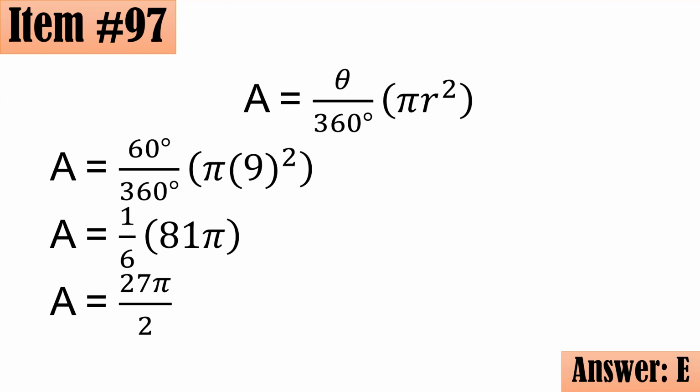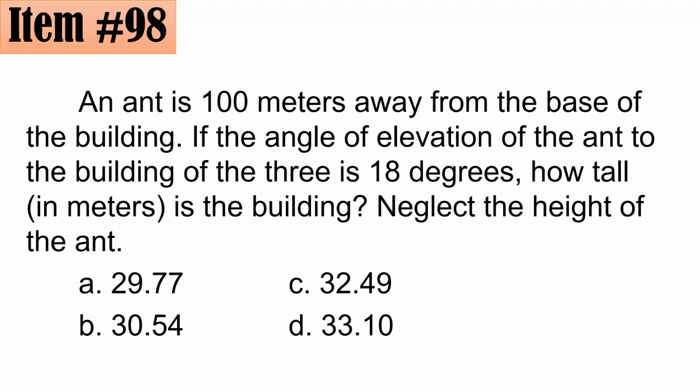All right. 98. I hope na nakuha. Okay? An ant is 100 meters away from the base of the building. If the angle of elevation of the ant to the top of the tree is 18 degrees, how tall is the building? Neglect the height of the ant. Which of A, B, C, or D do you think is correct?